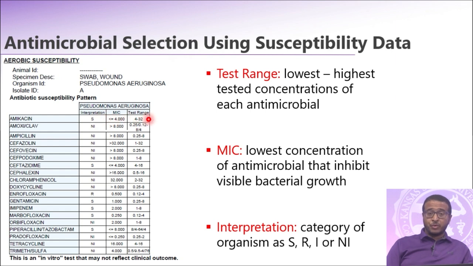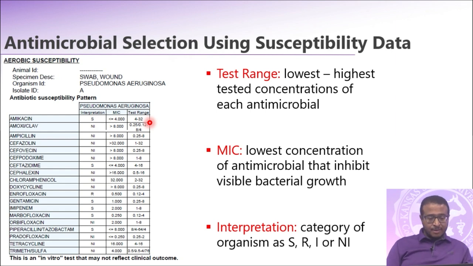We have the test range, which is basically the lowest to the highest tested concentration of each drug in the susceptibility plate. We have the MIC, which is the lowest concentration at which bacterial growth was inhibited. And then we have the interpretation. We have this judgment, right? The categorization of the organism, whether it is susceptible, of intermediate susceptibility, resistant, or no interpretation, as we said, because we don't have the evidence, whether from in vivo data, clinical data, or in vitro data, to make this judgment.